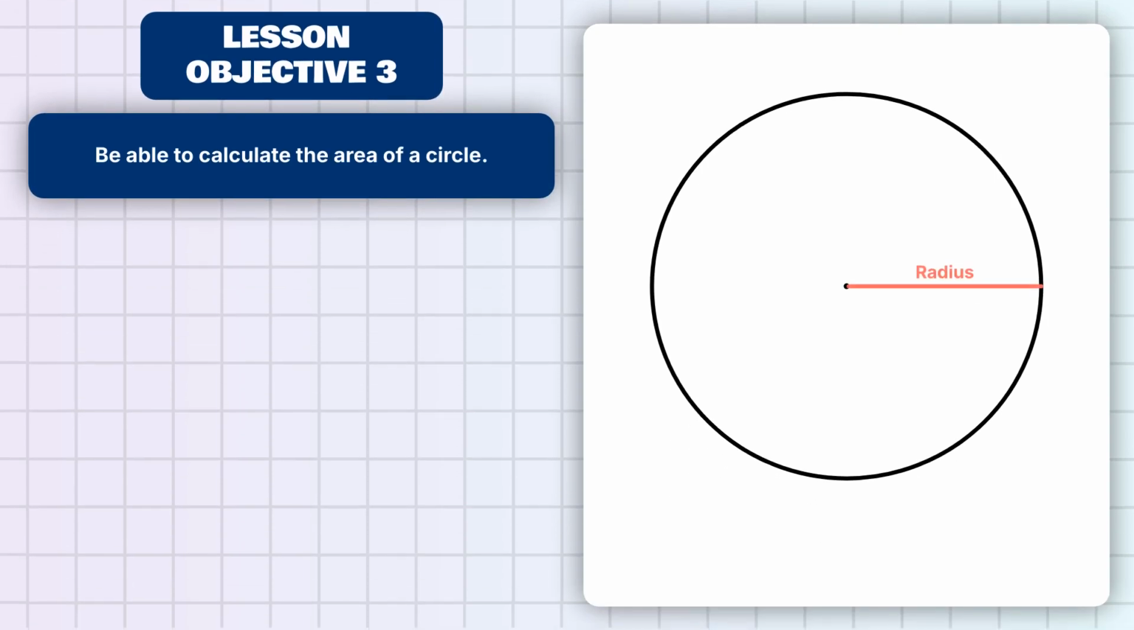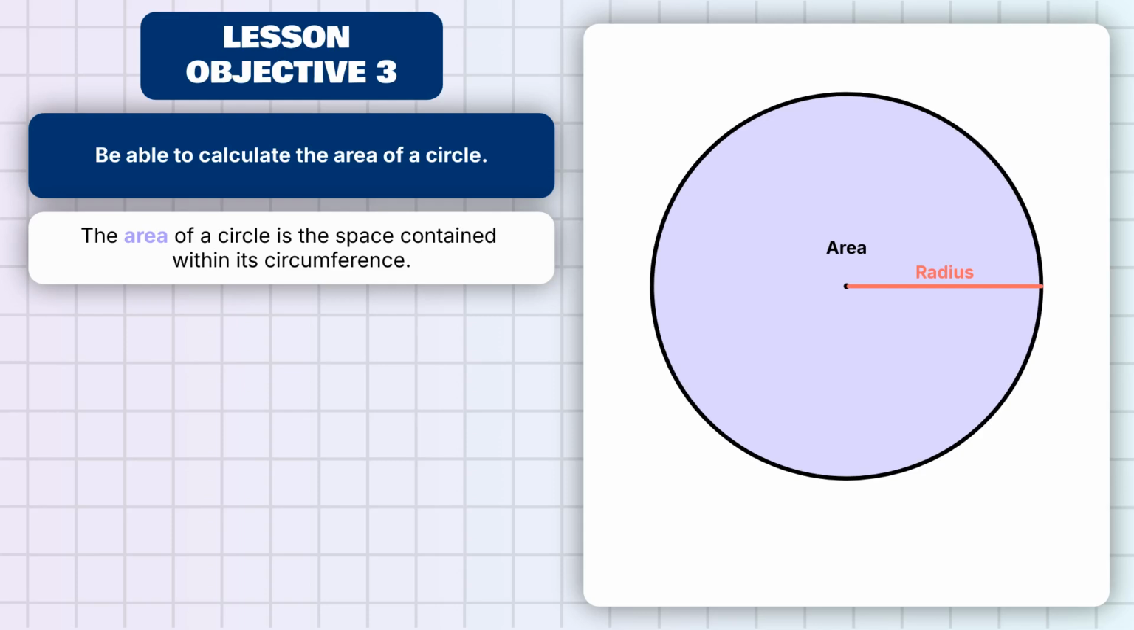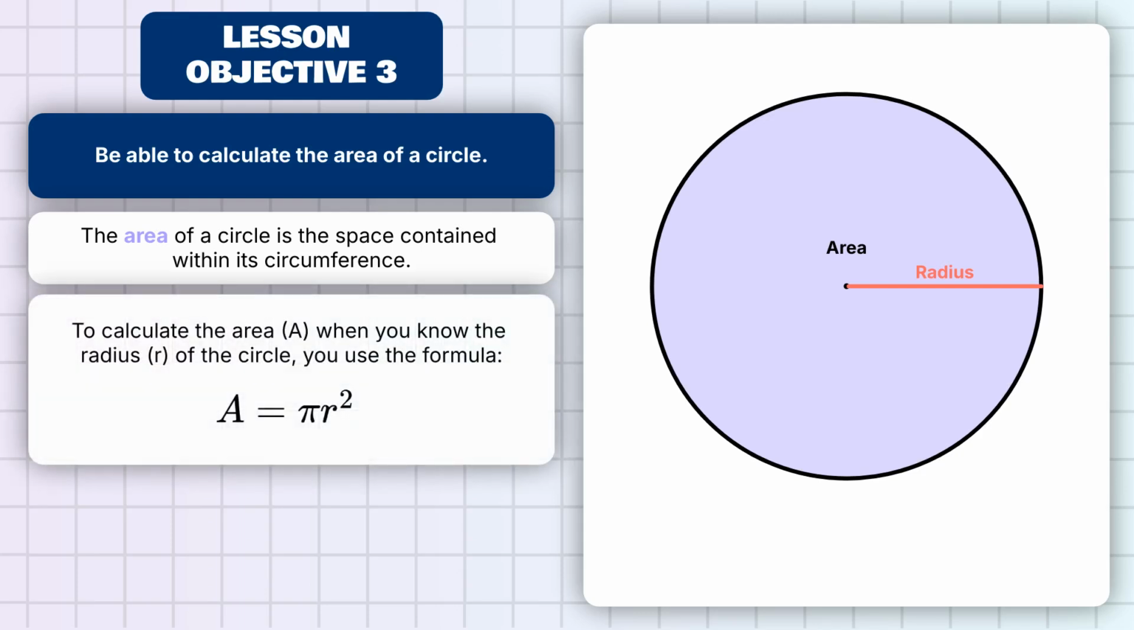Now let's look at calculating the area of a circle. The area of a circle is the space contained within its circumference. To calculate this, you use the formula A equals πr squared. The explanation behind how these formulae work is rather complex and was a major mathematical discovery. We won't go through it here, but if you're curious, we encourage you to read more about it. For now, we'll look at examples that apply our new knowledge.